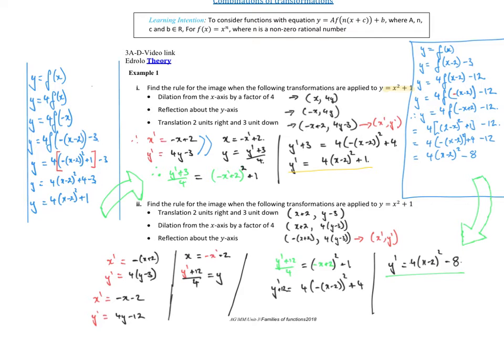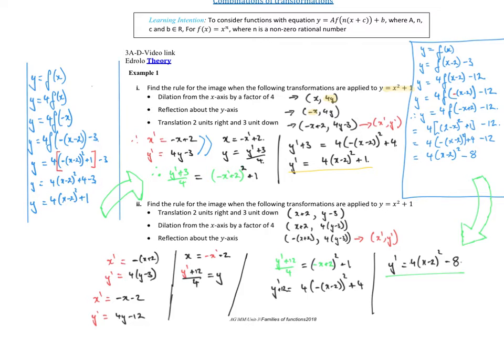Now, dilate from the x-axis by a factor of 4. If we're going to move from the x-axis, the y value gets affected 4 times, 4y. Reflect about the y-axis means the x value gets affected. The x value swaps signs, so negative x, 4y.